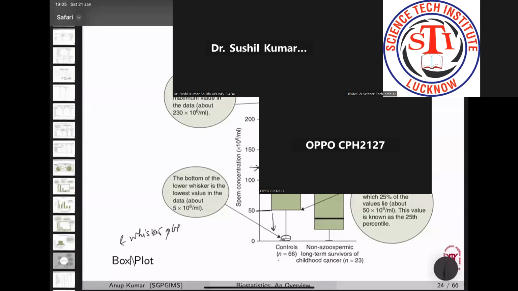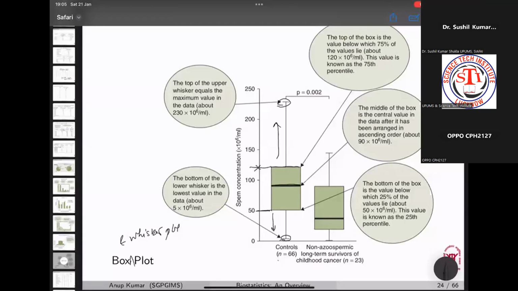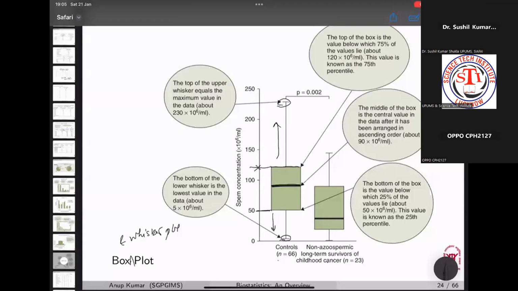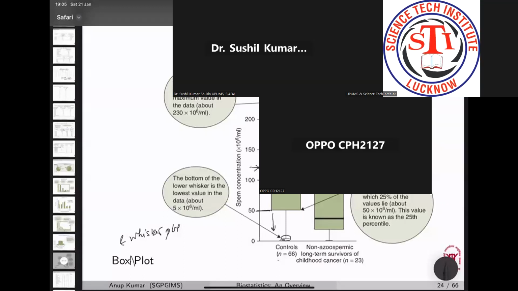Okay, and this is the median of the data. So 50% of the values are below this and 50% of the values are above this. In this way, the reader is going to read your box plot. So it hides a lot of information for you.